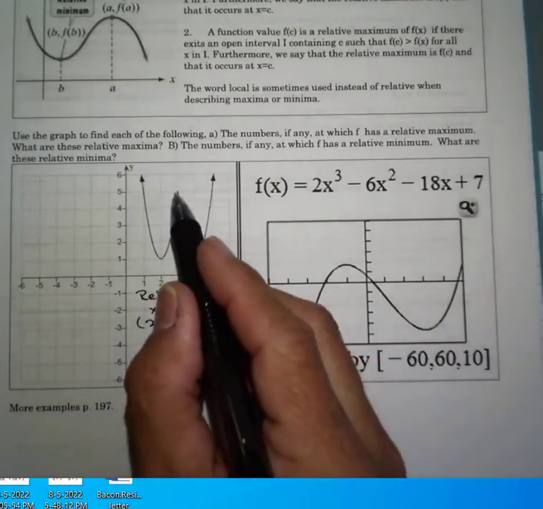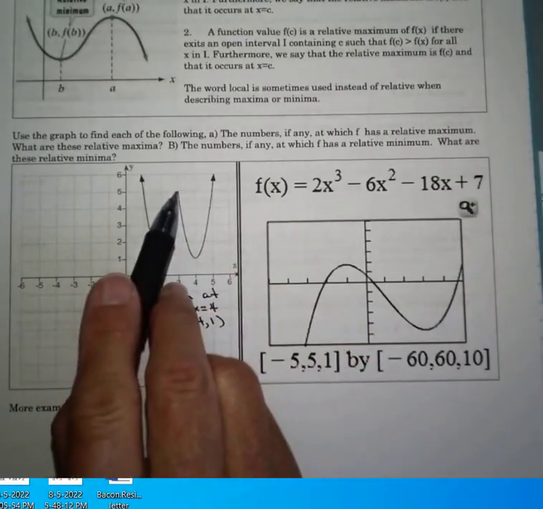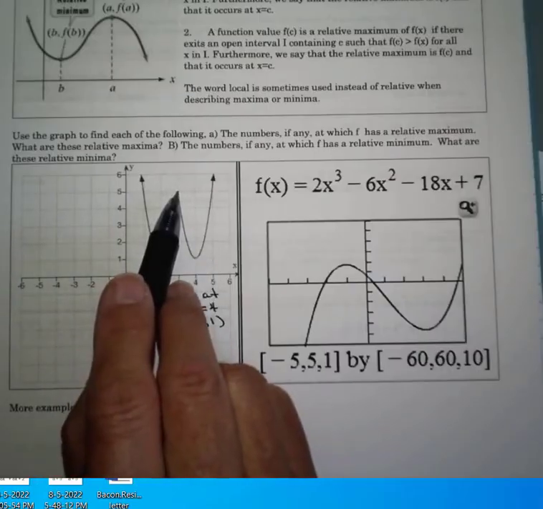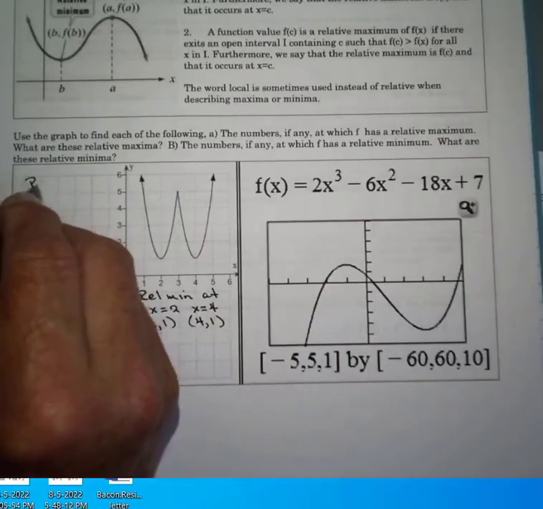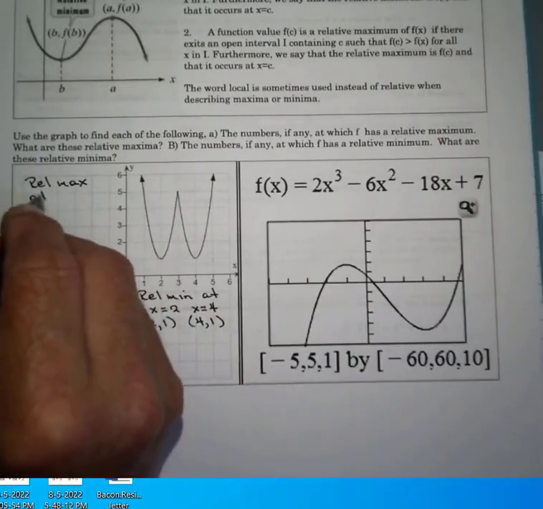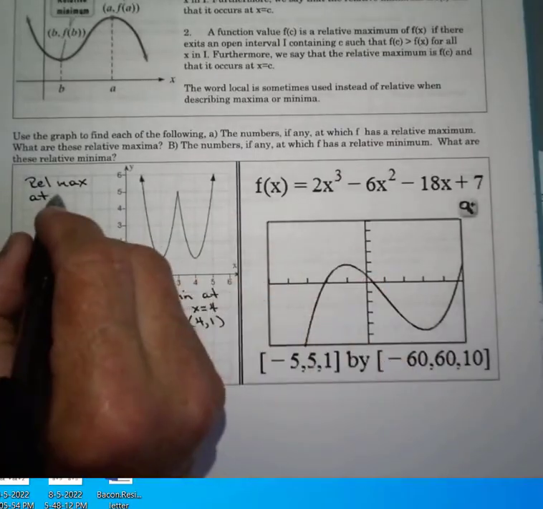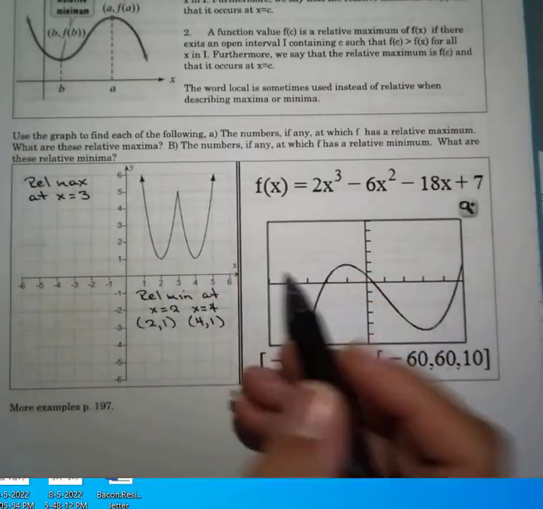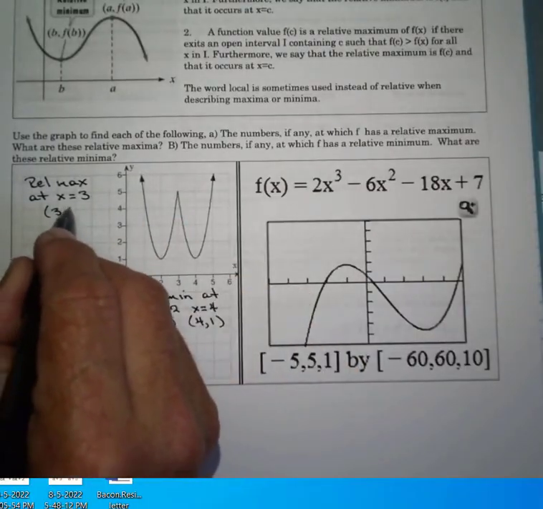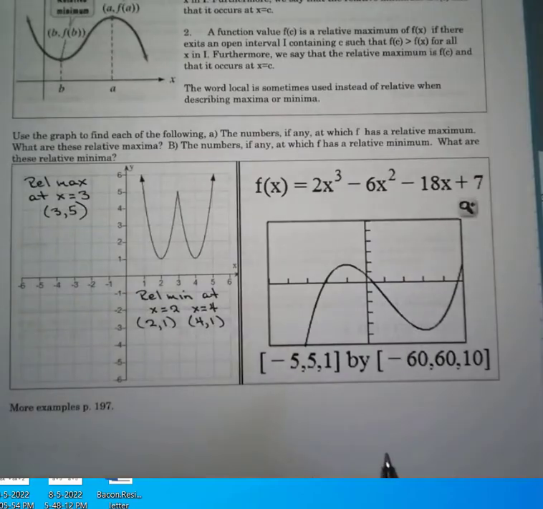And what is the relative maximum? This is it, the point right here. Relative to the rest of the graph that's around it, this is definitely a high point. So it has a relative maximum at x equals 3, and that point would be (3, 5). That is my relative maximum for this one. They're not usually too hard to identify unless you've got a really unusual graph.